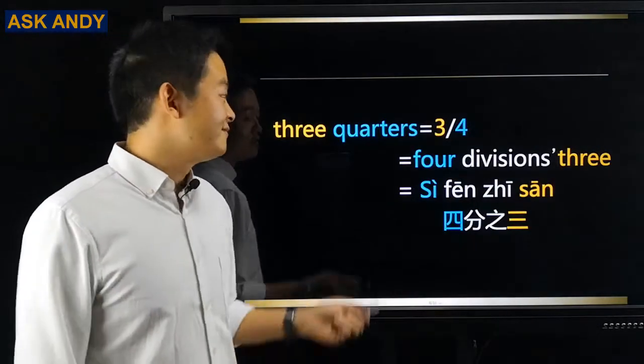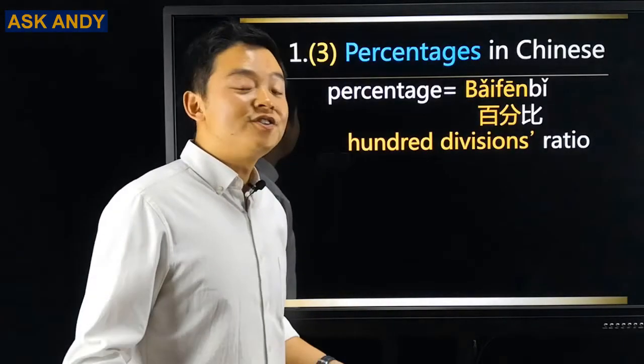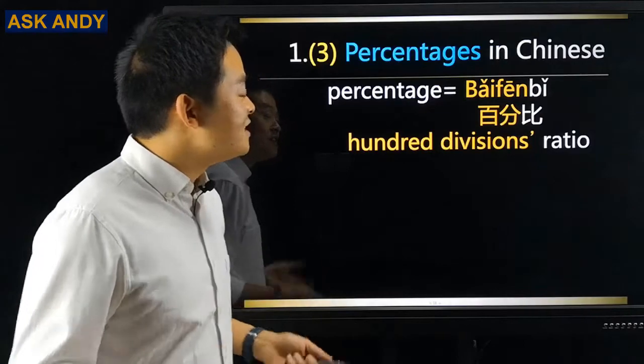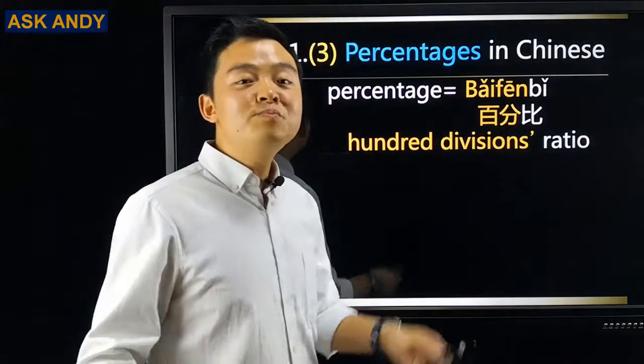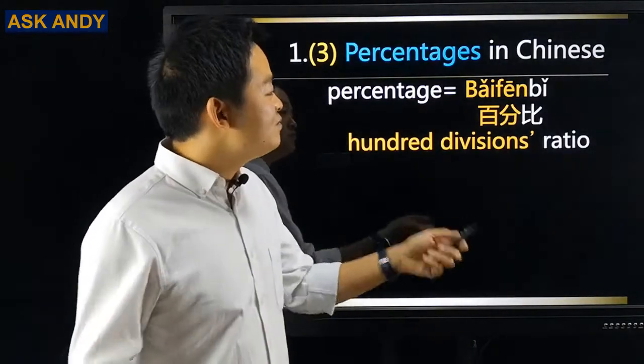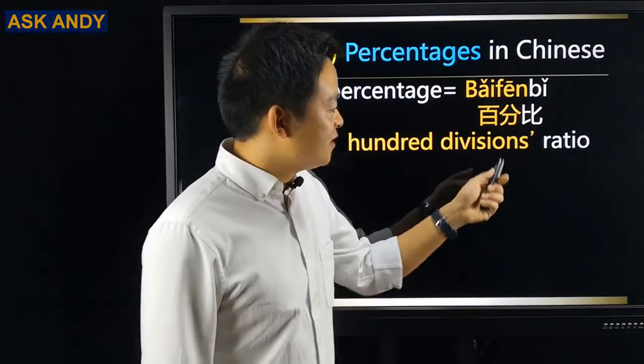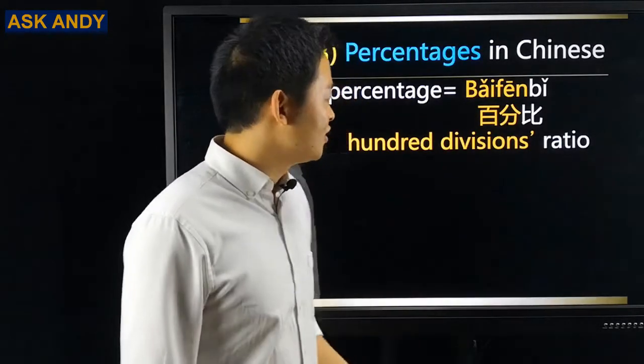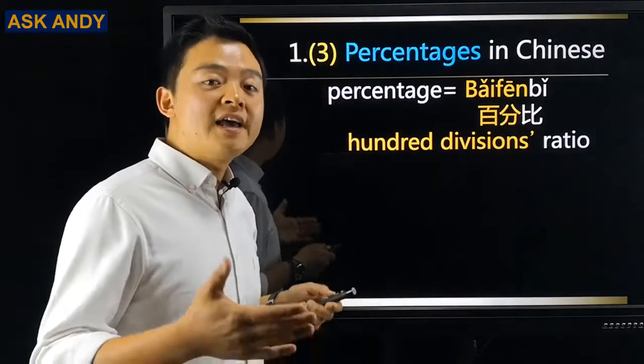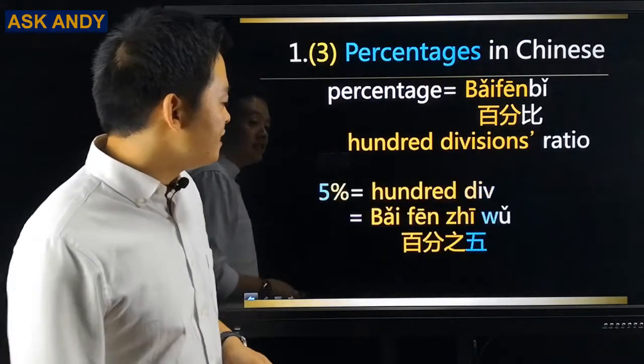And then let's move on. What about percentages in Chinese? Percentage in Chinese is 百分比. 百分 is 100 divisions. 比 is a ratio. So 百分比. Let's see an example.